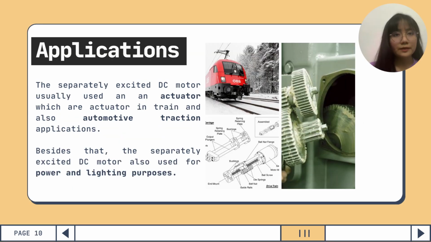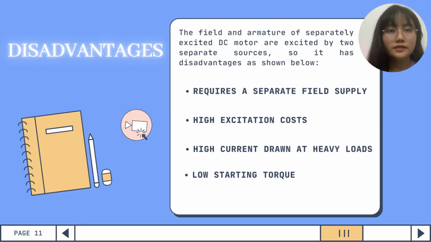The applications of the separately excited DC motor are as a traction motor, which is used in trains and also in automotive traction applications. Besides that, the separately excited DC motor is also used for power and lighting purposes. The field and armature of a separately excited DC motor are excited by two separate sources, so it has disadvantages, which are that it requires a separate field supply, high acceleration cost, high current drawn at heavy loads, and also low starting torque.